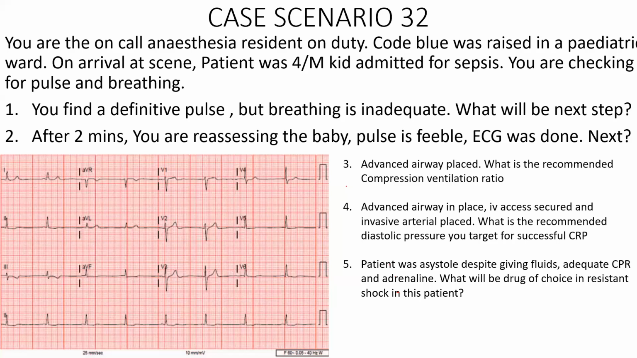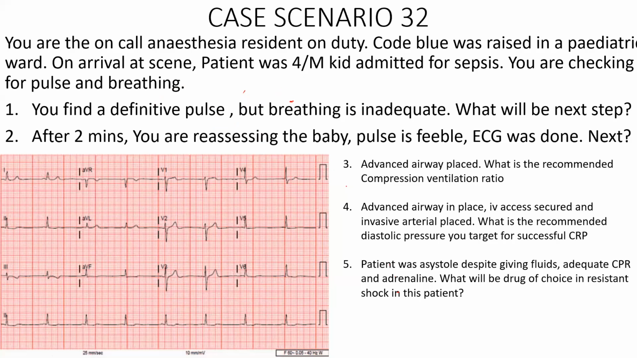Assist breathing. The patient is having a definitive pulse, but this is only for the second question, not the first question. You got a definitive pulse, breathing is inadequate. What is your next step? Oxygen. Okay, very good.